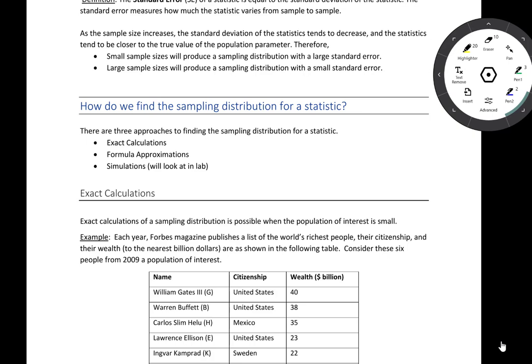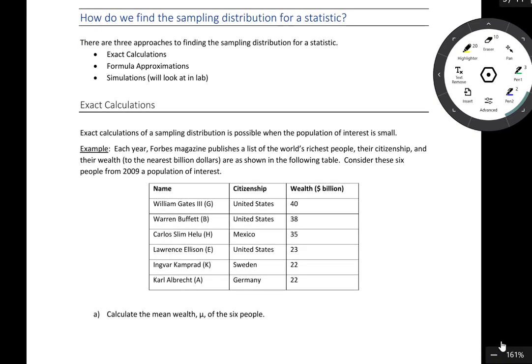For exact calculations, we're going to look at a small example and see what that looks like. We are going to briefly touch on some things that deal with formula approximations, but that is really going to be a topic for 676. So we're just going to touch on those ideas, but in lab, we're really going to focus on the idea of simulations. So let's look at a couple of examples, just so we have a flavor of the different ways.